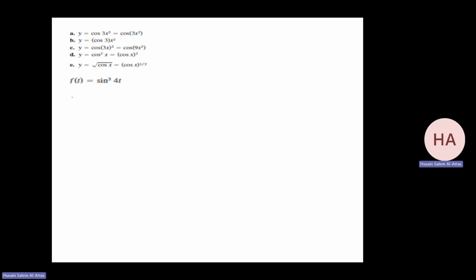Be careful here. First one, I have y is cosine of 3x squared. So this is my u. So y prime will be minus sine of u times the derivative of u, which is 6x. So that will be minus 6x sine 3x squared.